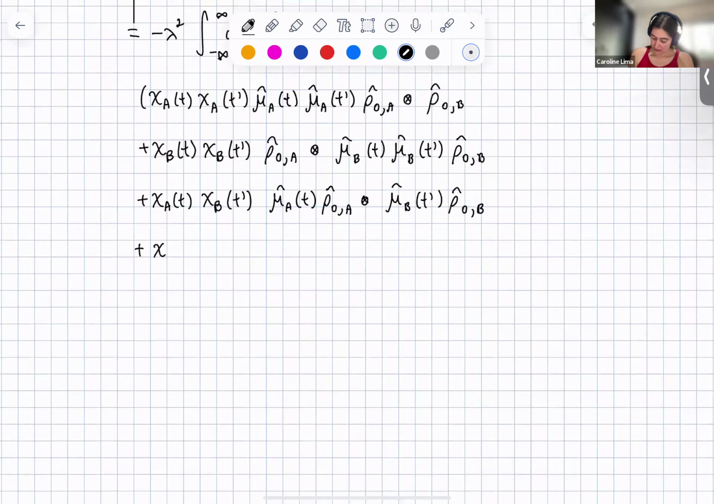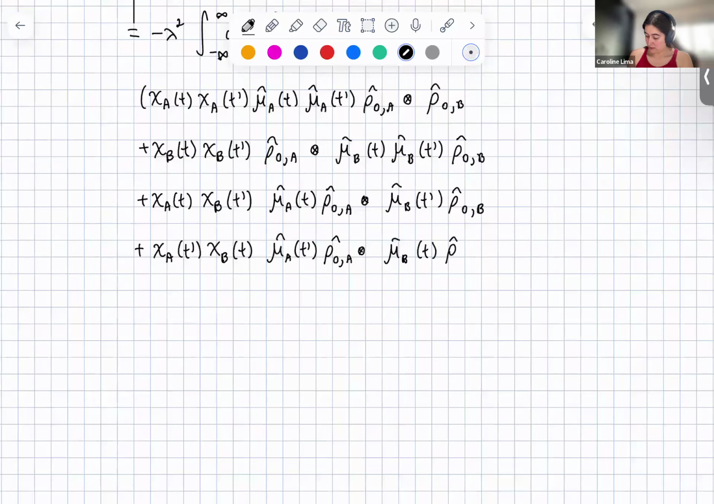And finally, chi A of T prime, chi B of T. And same as before, but on T prime. And then this is going to be on T, rho AB. All right. And all of that still needs to be multiplied by the trace of phi on x prime, and then the initial state of the field.